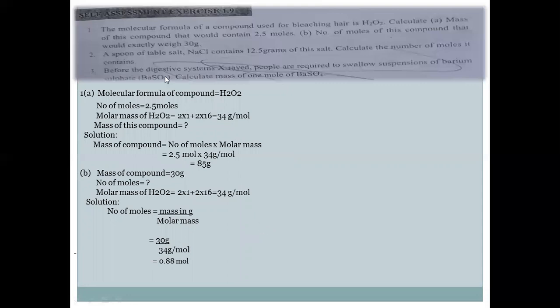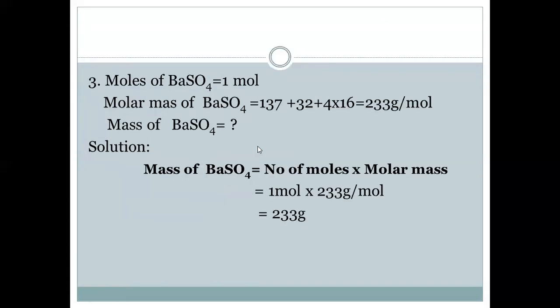Part 3. Before digestive system X-rays, people are required to swallow a suspension of barium sulfate before taking the X-ray. The doctor prescribed the patient to swallow a suspension or syrup of barium sulfate. We have to find out the mass of 1 mole of barium sulfate. It means moles are given, 1 mole, and we have to find out the mass. So if moles are given and we have to find out the mass, then we will use this formula: mass of compound is equal to number of moles multiplied by molar mass.